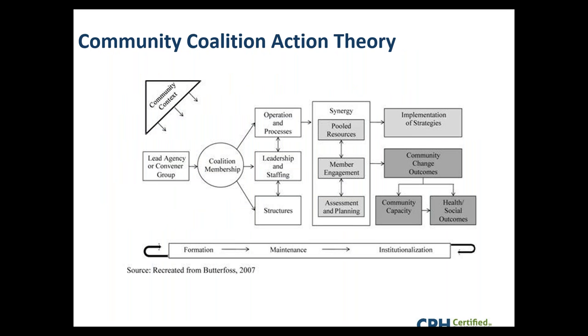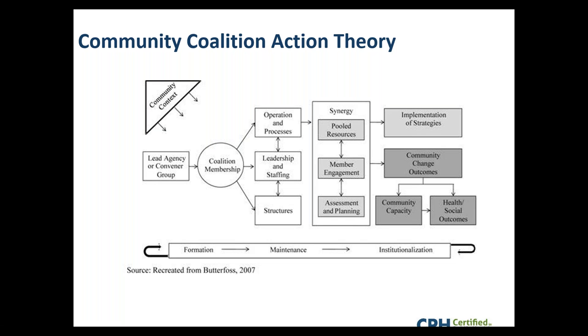This theory includes stages for the coalition life cycle, how coalitions form, how they're maintained and institutionalized for long-term collaboration, and how they evolve over time. It also describes members' engagement and consensus building efforts and components that should be attended to. So you can see the model here.